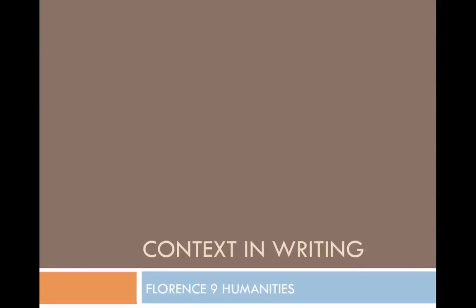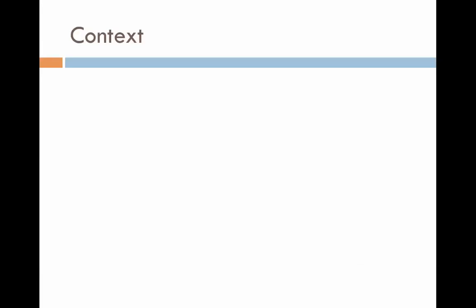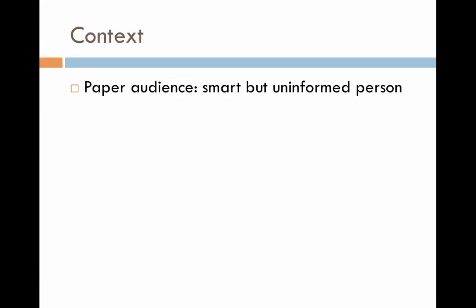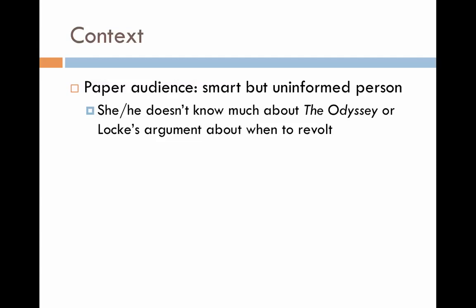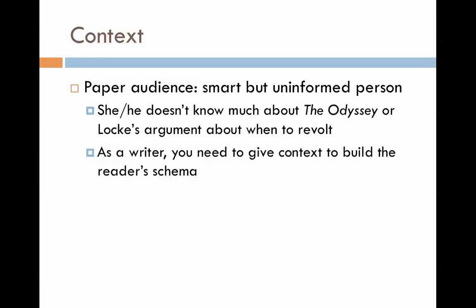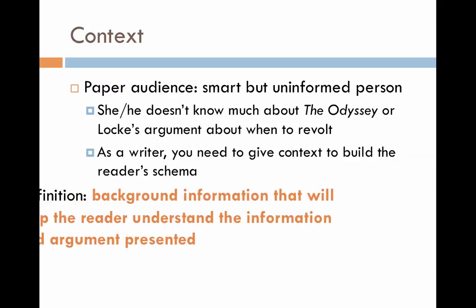Alright everybody, let's go over context in writing for your Odyssey and Locke paper. First, what is context? Well, just like everything else in writing, your context is based a lot on who your audience is. For this paper, you can assume that the audience for your paper, the readers, are smart but uninformed people. Therefore, your reader doesn't know much about the Odyssey or about Locke's argument about when to revolt. Therefore, you need to give context to build your reader's schema.